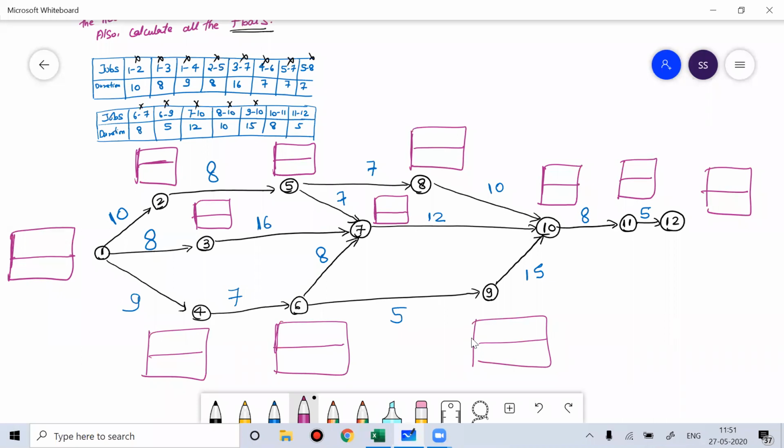Now at every node, you can see you have nodes 1, 2, 3, 4, 5, 6, 7, 8, 9, 10, 11, 12. You know that you have 12 nodes. So at every node, just make a rectangle like this. Now you have 12 nodes, 1 through 12. At every node, make this rectangle like this, everyone.